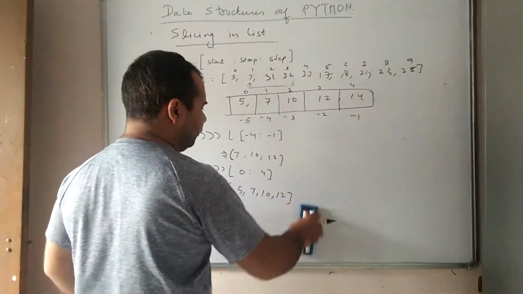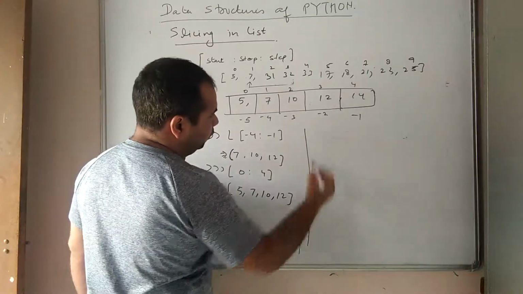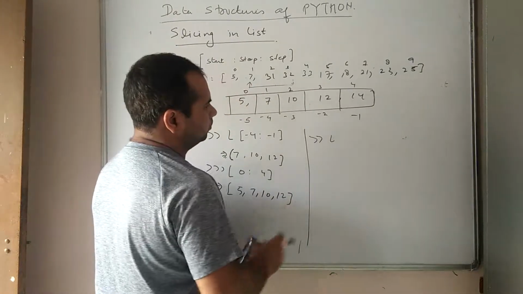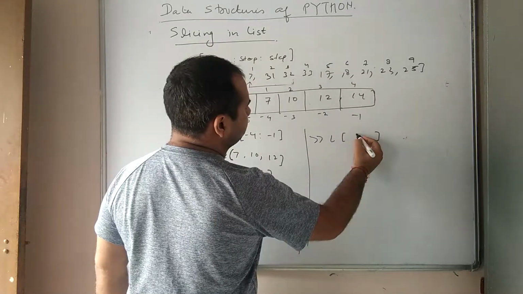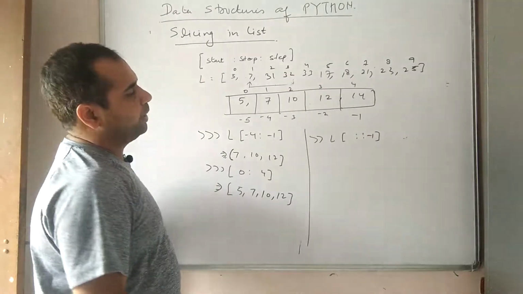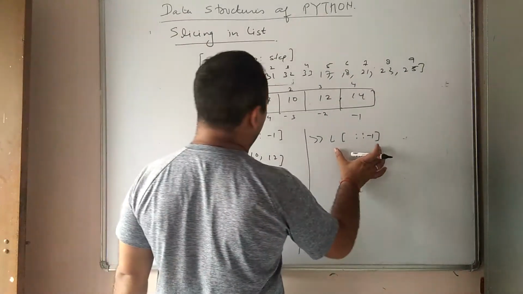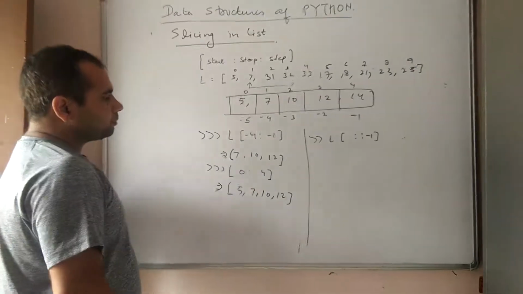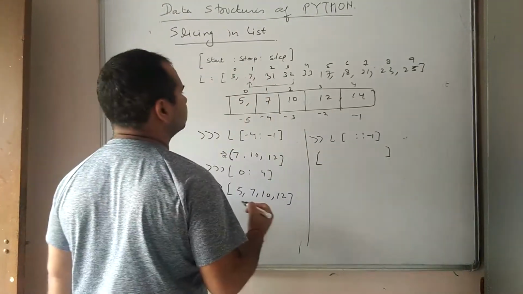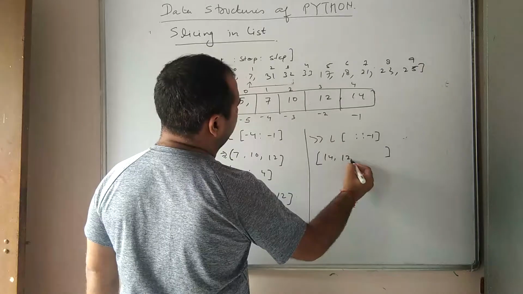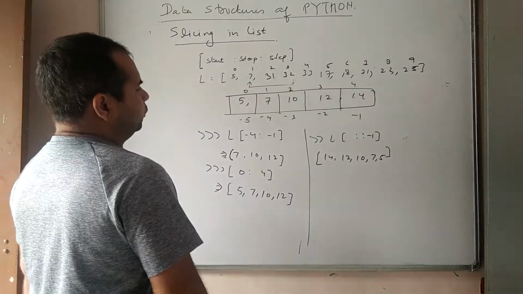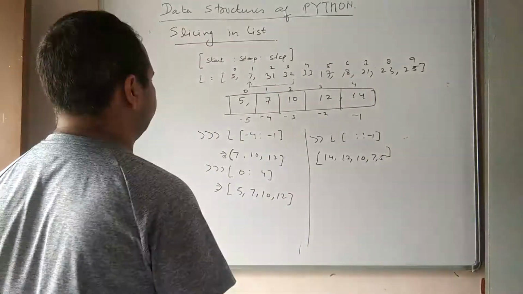Now what do you do if you have to reverse a list? This is very important. To reverse a whole list, you just have to write [::-1]. This is the syntax to reverse a whole list, right? This will print 14, 12, 10, 7 and 5. So in this way we do slicing of negative elements and positive elements.